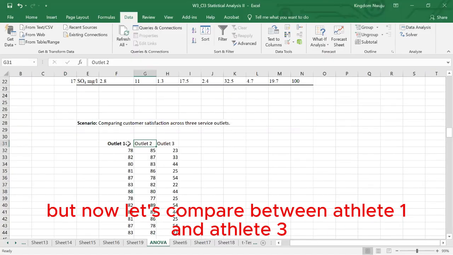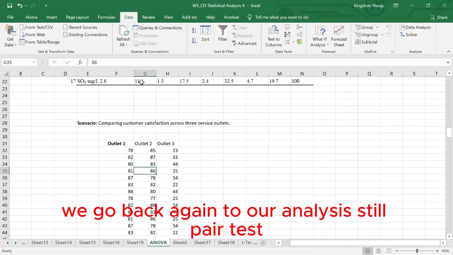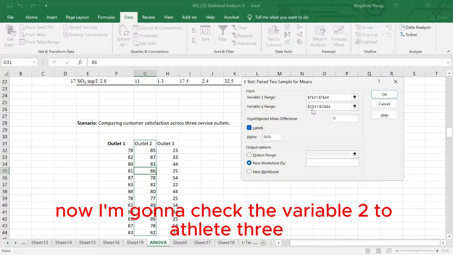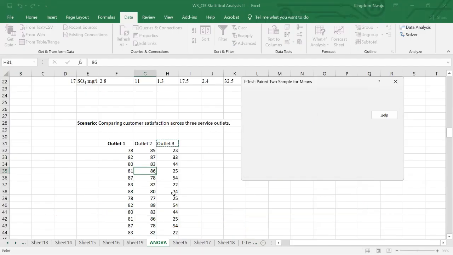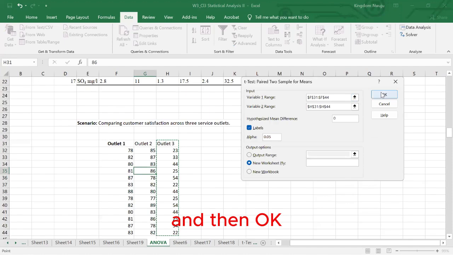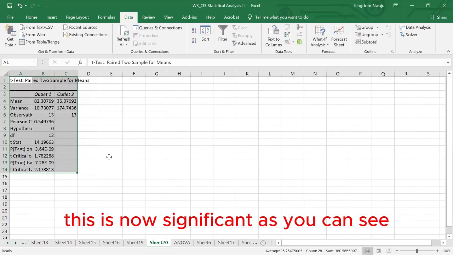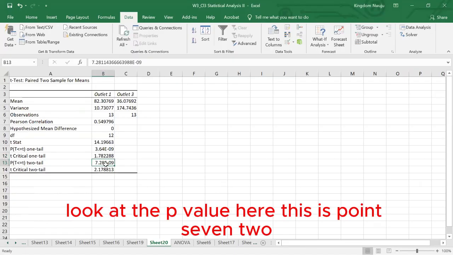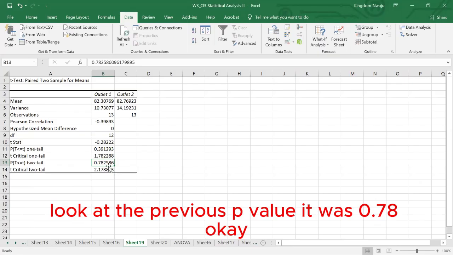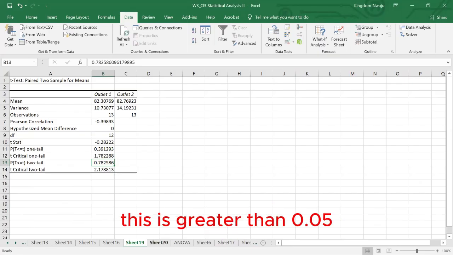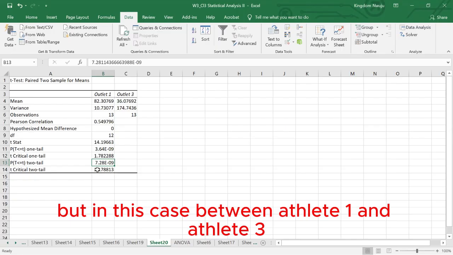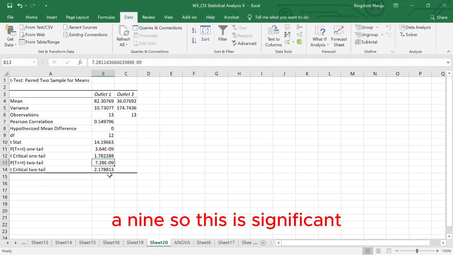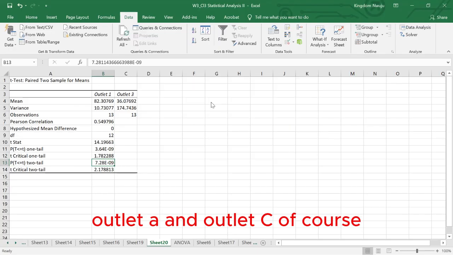But now let's compare between athlete 1 and athlete 3. We'll go back again to our analysis. Still paired test. So athlete 1 stays. Now I'm going to set variable 2 to athlete 3. And then, okay. This is now significant, as you can see. Look at the p-value here. Look at the previous p-value. It was 0.78. Okay, this is greater than 0.05. But in this case, between athlete 1 and athlete 3, you can see 0.78 exponential of 0.9. So this is significant. So there's a significant difference between athlete A and athlete C.